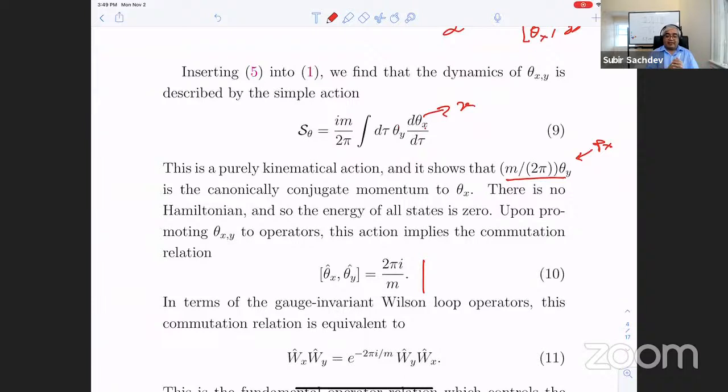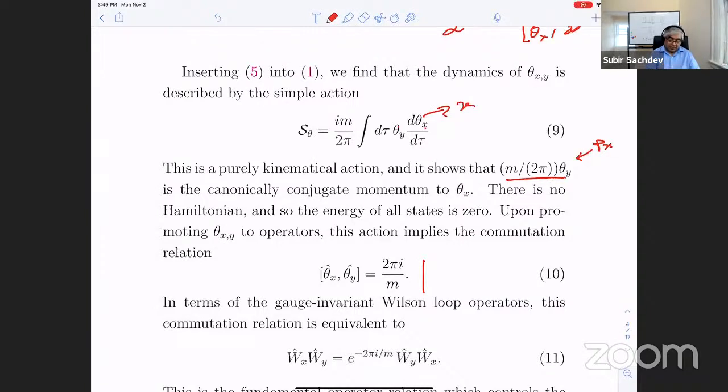Okay, so there's our quantum mechanics. There we have these two variables, theta x and theta y, which obey this commutator. Our Hamiltonian is 0. There's no Hamiltonian. I just have the commutator of theta x and theta y, and I just have to figure out what the Hilbert space is that can accommodate this commutator. What is the set of states that can realize this commutation?